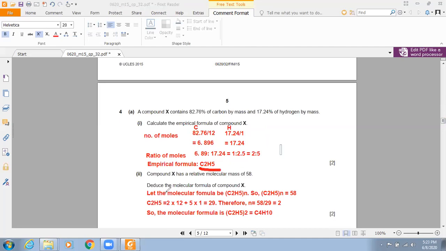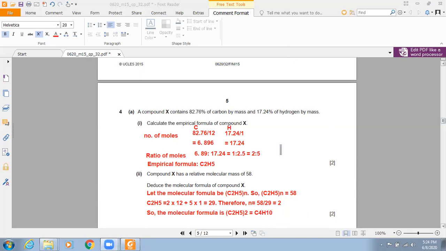Okay. Then molecular formula is n times the empirical formula. So let the molecular formula be C2H5 times n. The relative molecular mass is 58. What is the value of C2H5? This is 29. So 29 times n will be 58. Therefore, n is 58 by 29, correct? So the answer is 2. So the molecular formula is C4H10. Can you tell me what this is? This is butane, right? Understood?